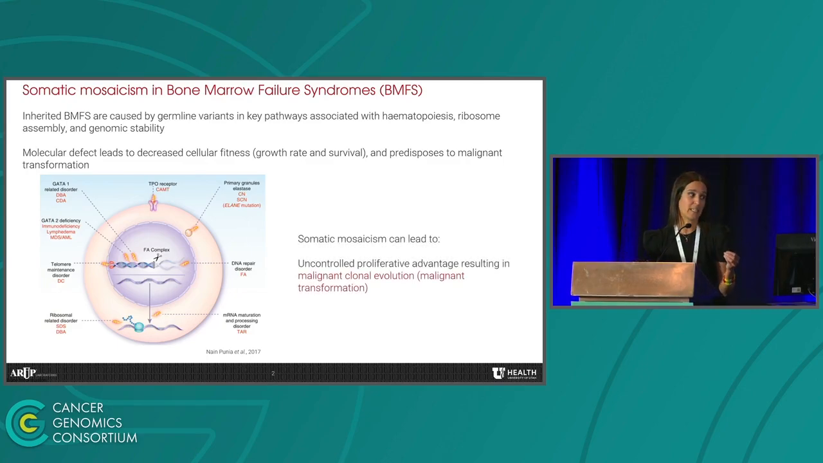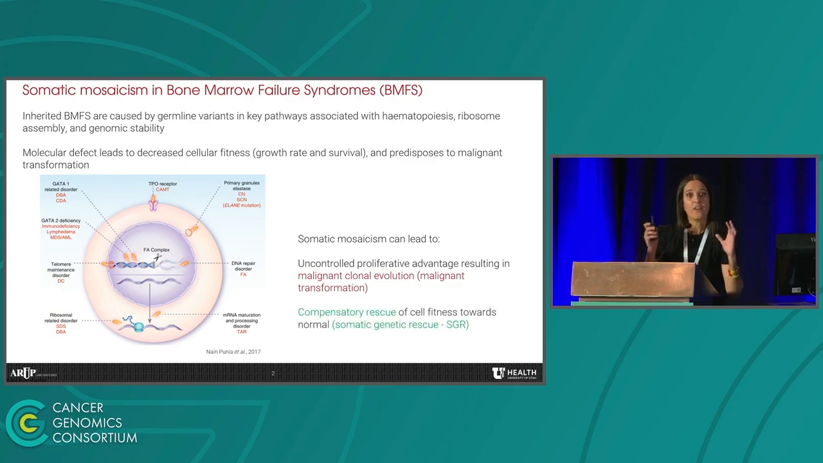Somatic mosaicism is actually characteristic of some of these conditions, and it can lead to two very distinct clinical outcomes. One option is an uncontrolled proliferative advantage, resulting in a malignant clonal evolution and malignant transformation. The other very distinct scenario is a somatic genetic rescue, a compensatory rescue of the germline variant, either by the loss or modification of this genetic mutation. This would lead to a shift in cell fitness towards normal, and this is known as somatic genetic rescue.